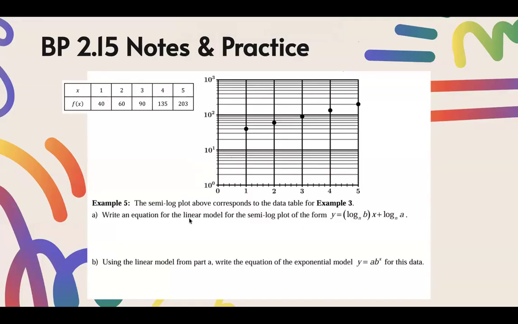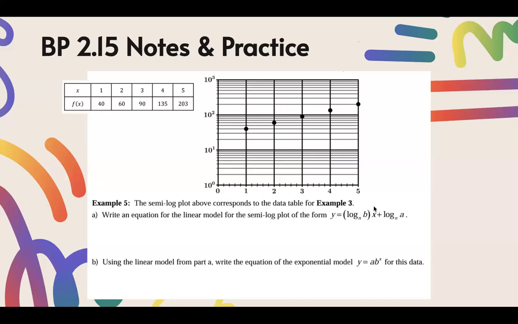Now, if we wanted to write the equation for the linear model for the semi-log plot, we can use our first 2 coordinates. In order to find the quote-unquote slope, which is log base n of b, we are doing the change in y over the change in x. So we're doing the log of 60 minus the log of 40 divided by 2 minus 1. That gives us our rate of change, which is going to give us that slope value.